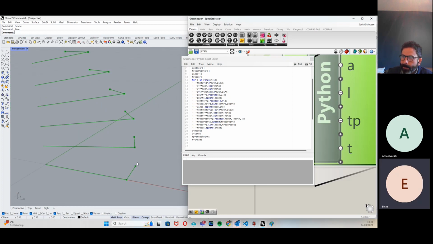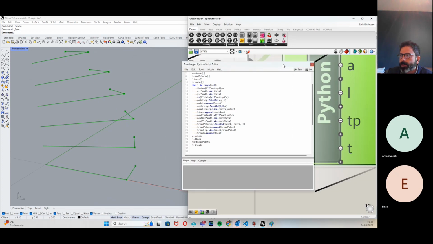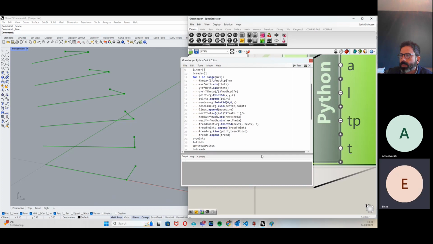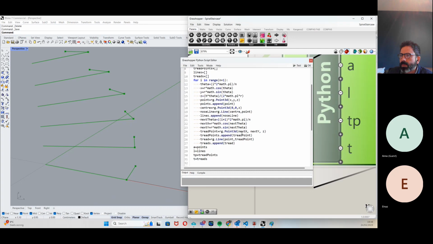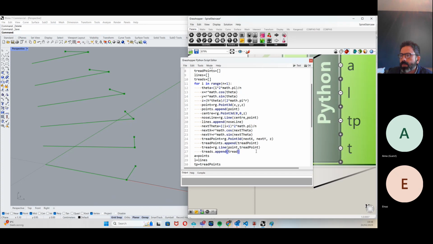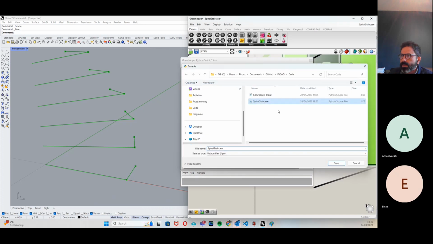Could you please zoom a little bit on your code? Sure. Thank you. Let me save it also.